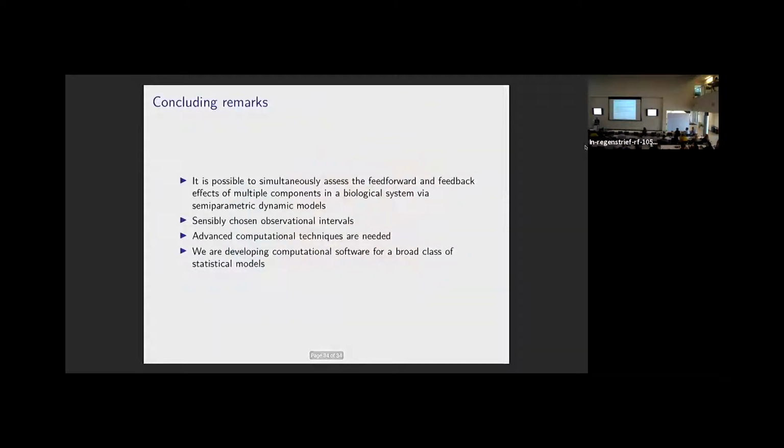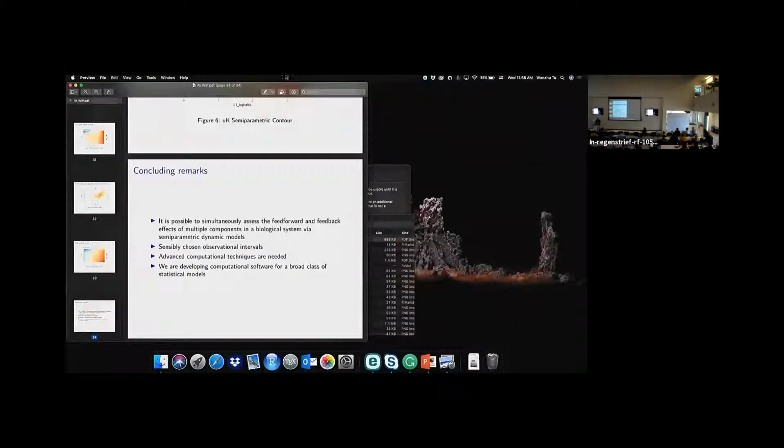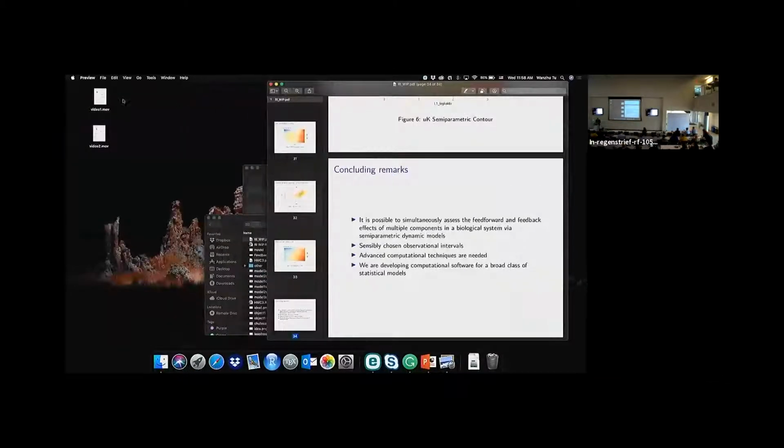We're currently developing computational software for a broad class of applications so that people can run it. I can tell you that this model takes about a few minutes to run. If you use traditional MCMC, it takes days and it still doesn't converge. That's the difference. So with that, let me show you a quick animation.